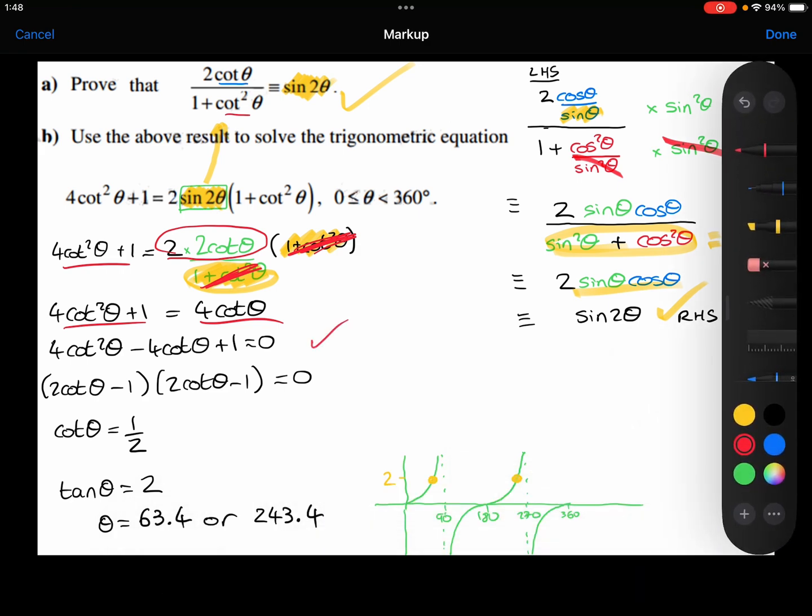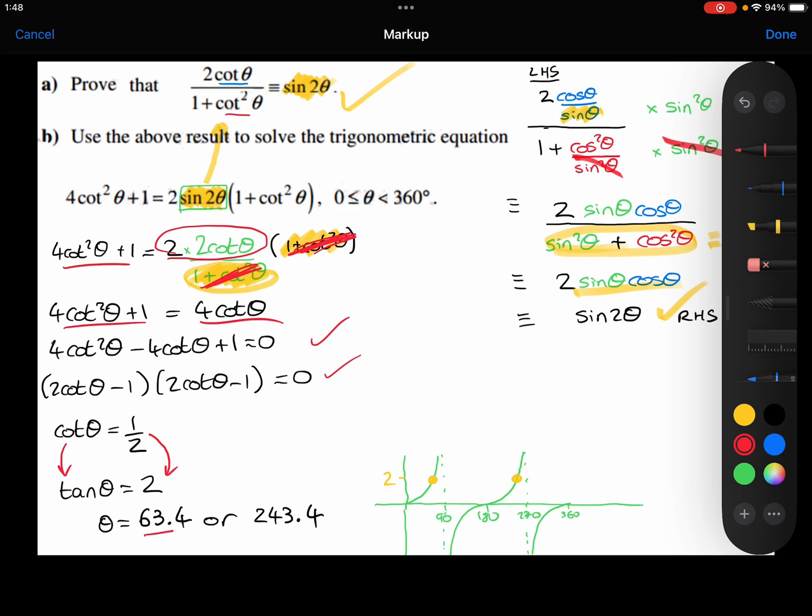Subtract the 4 cot theta to get a quadratic. I've factorised that quadratic and found that we've got a repeated solution of 1/2. So cot theta equals 1/2. I know that cot is 1 over tan. So if I do the reciprocal of cot, I get tan. If I do the reciprocal of 1/2, I get 2.